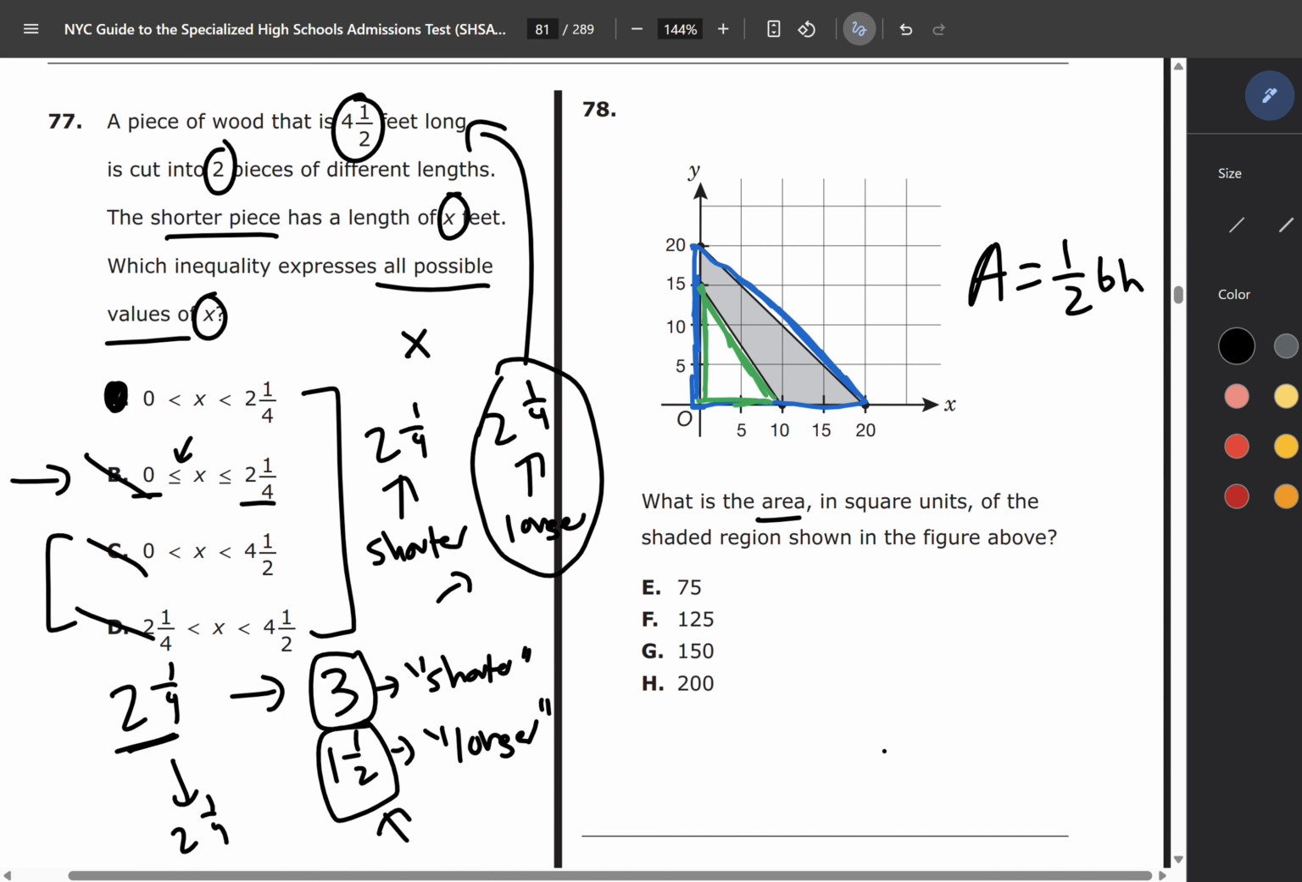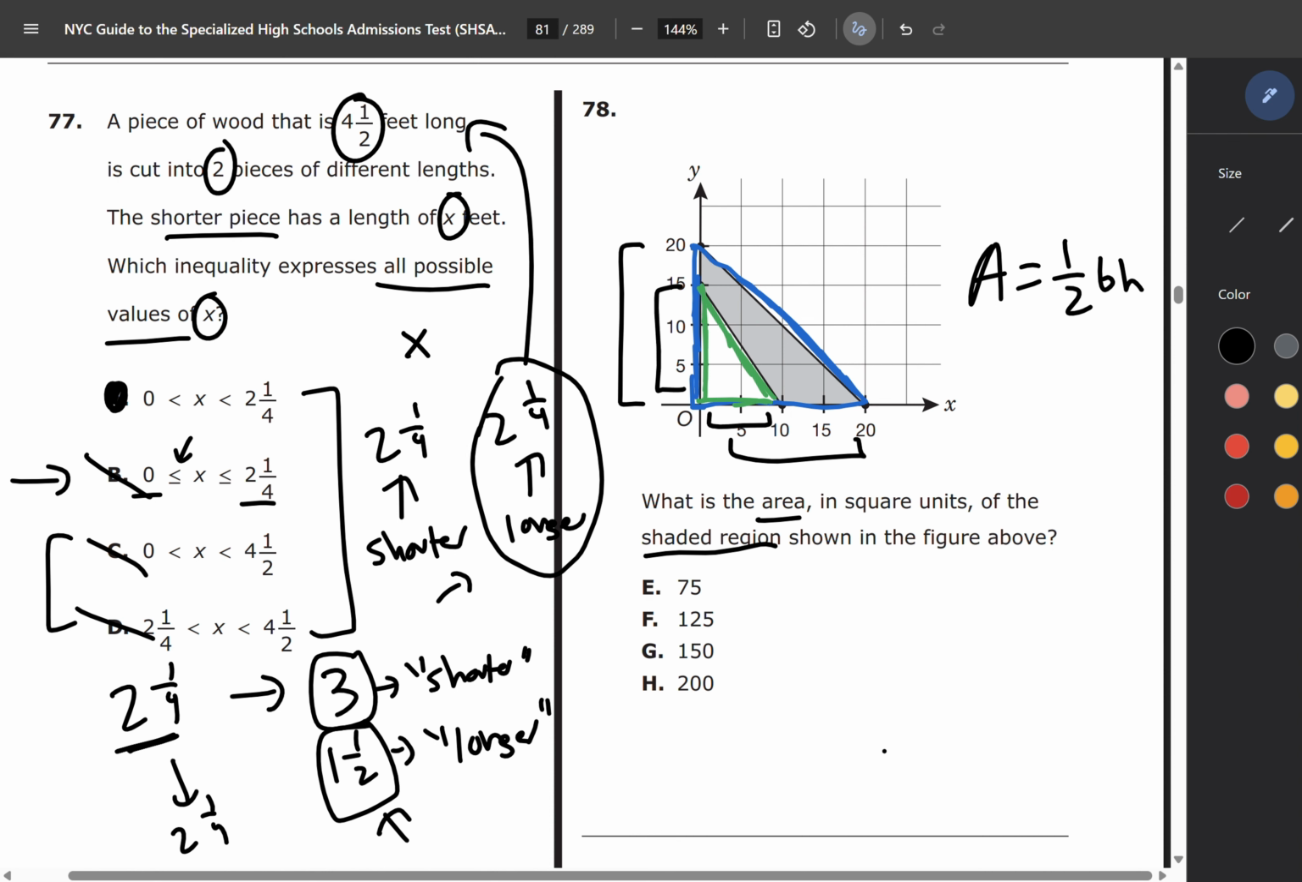Now, since it's asking to find the shaded region, I want to try to find what the area of this could potentially be. Now, let me tell you, it is kind of difficult to find that area without a shortcut. And because it's a weird shape, isn't it? It's not even like your regular trapezoid. It's weird. So what I would do here is I would actually look at the area of this big blue triangle over here, find the area of that, and then find the area of the green triangle right here.